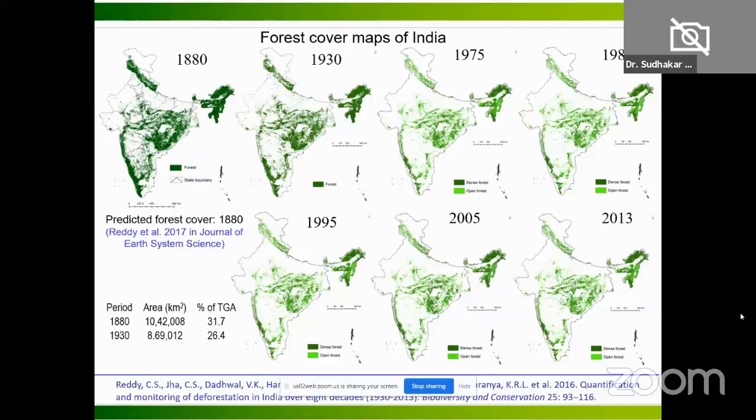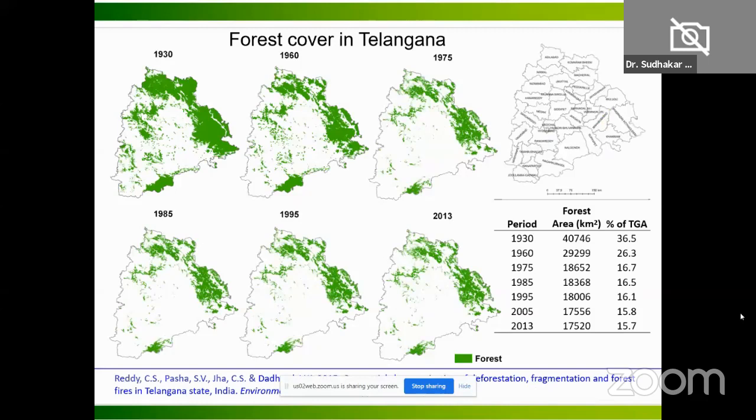Then coming to Telangana state, if you see here, there was a large amount of forest cover distributed in 1930 and 1960. After the 1960s, there was huge development for infrastructure, like road development and the railway network, and the agricultural sector also saw huge development. So the majority of the forests have witnessed large-scale deforestation, with majority of the areas converted from forest to crop field or agriculture.